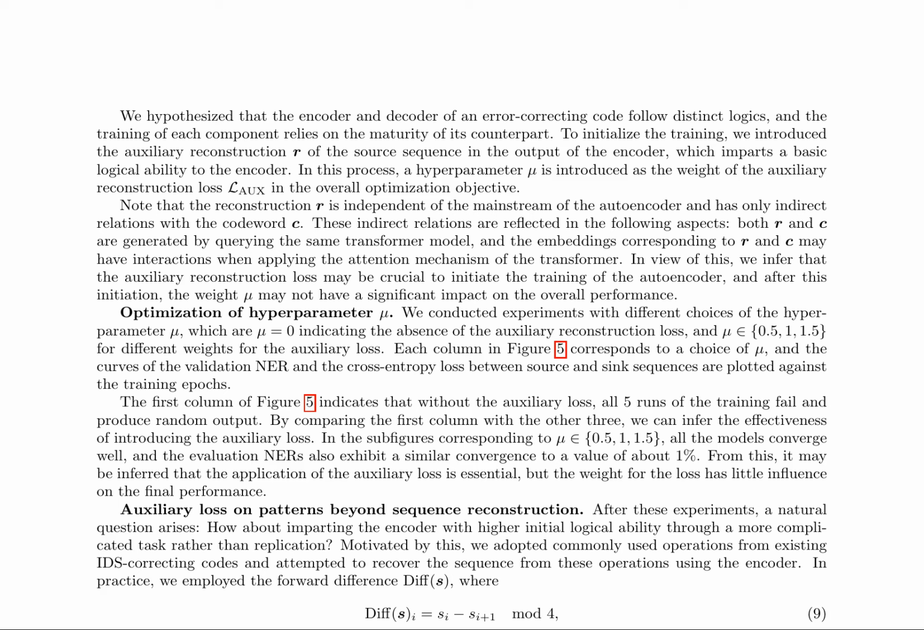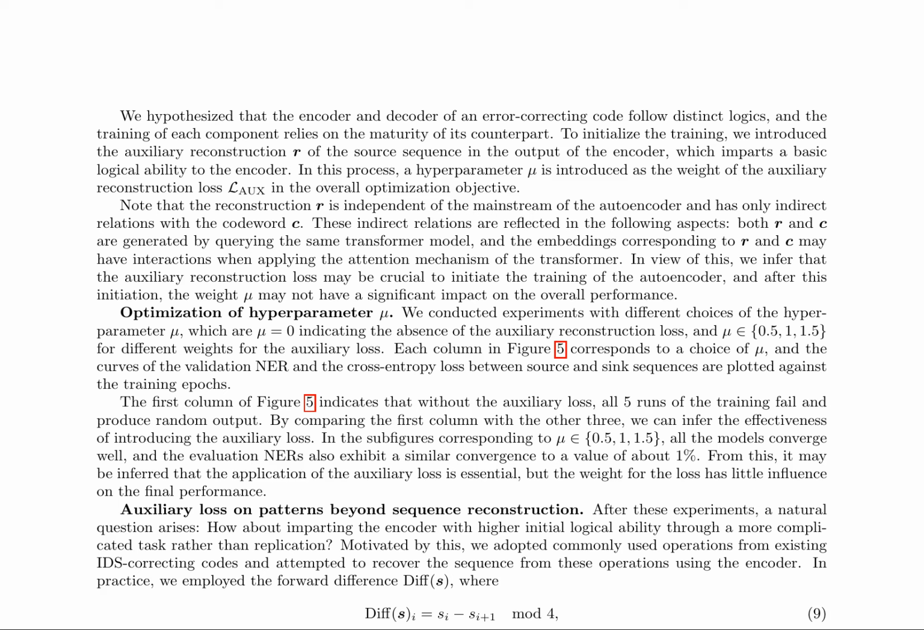optimization objective. The reconstruction R is independent of the mainstream of the autoencoder, having indirect relations with the codeword C, as both are generated by querying the same transformer model. The embeddings corresponding to R and C interact when applying the attention mechanism of the transformer.